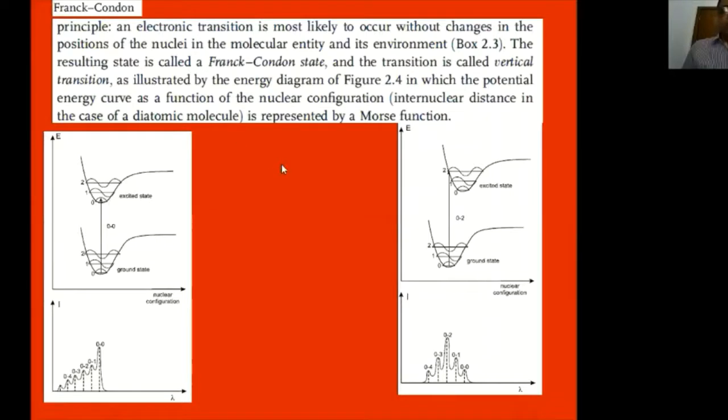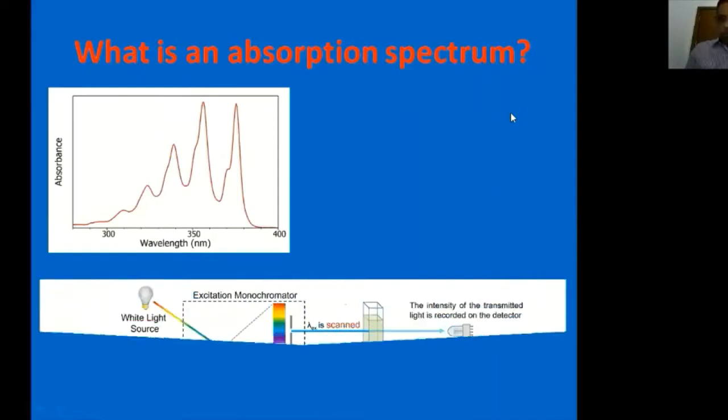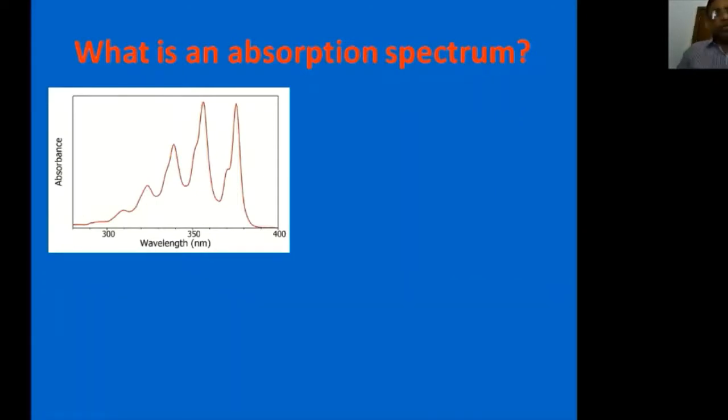Now, once you have the electronic transitions happening, you always represent this in the form of a spectrum, which is basically called an absorption spectrum. What is basically an absorption spectrum? It's a plot of absorbance versus wavelength. Most of us know about it, but just for continuity and completion, I'm trying to review the basics of the absorption spectrum, and slowly we go on to fluorescence.